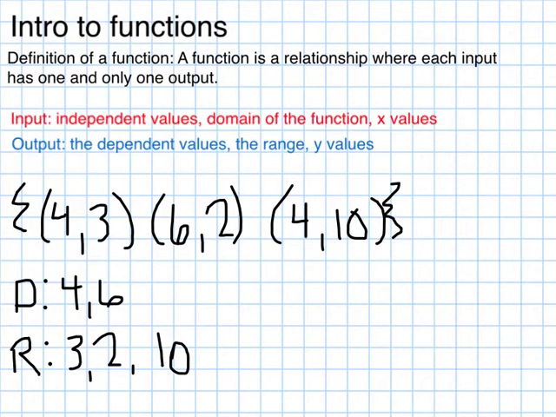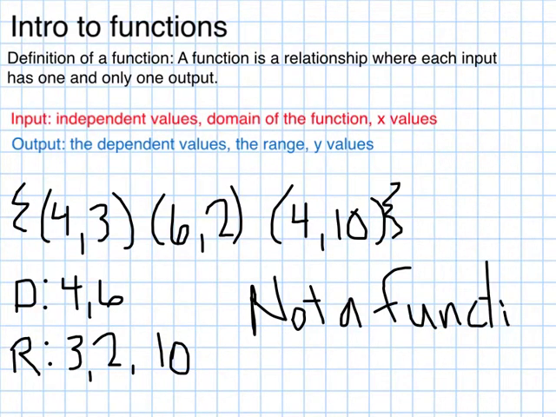You cannot have more y values than you have x values in the domain, because the domain here has one x value that has two different y values. This is not a function.